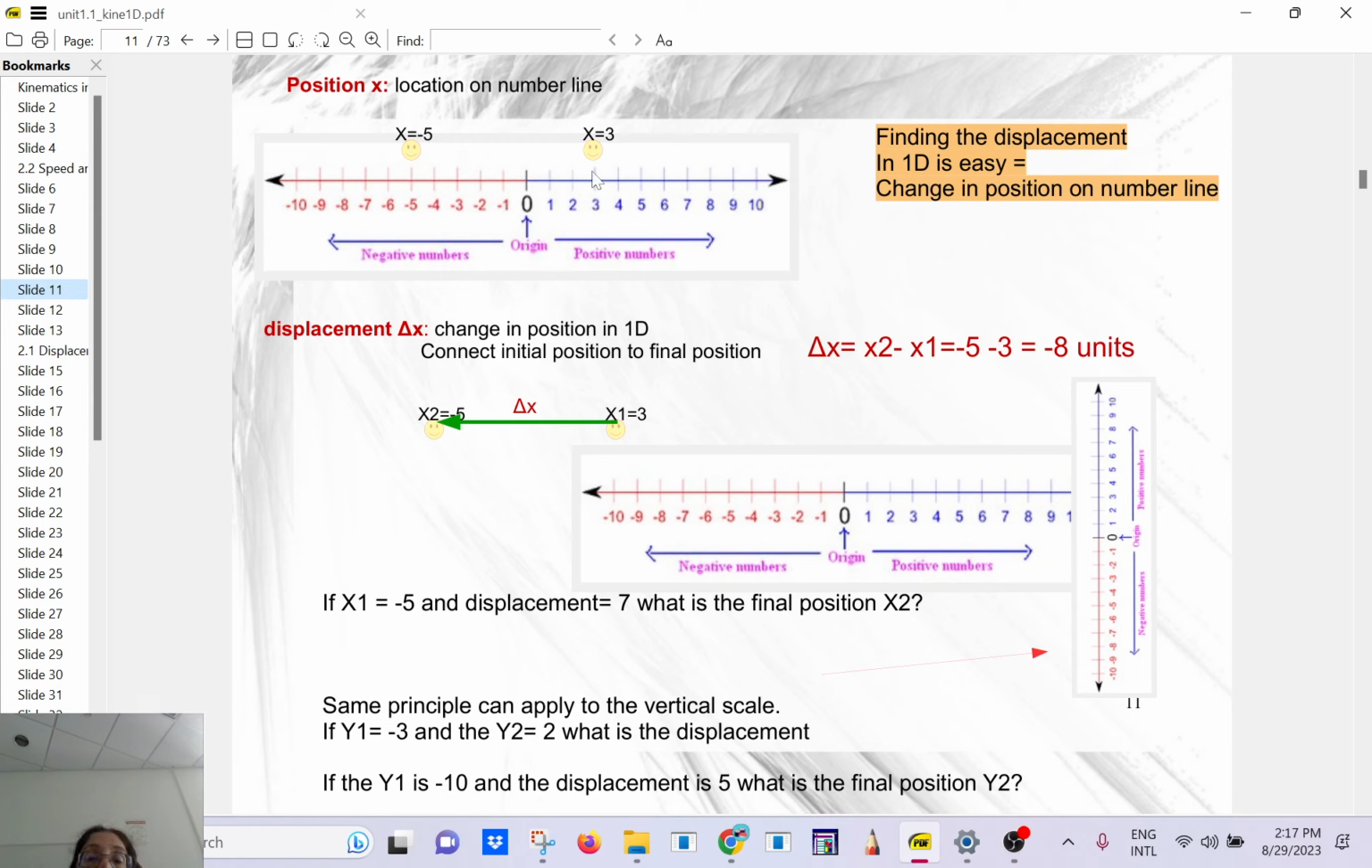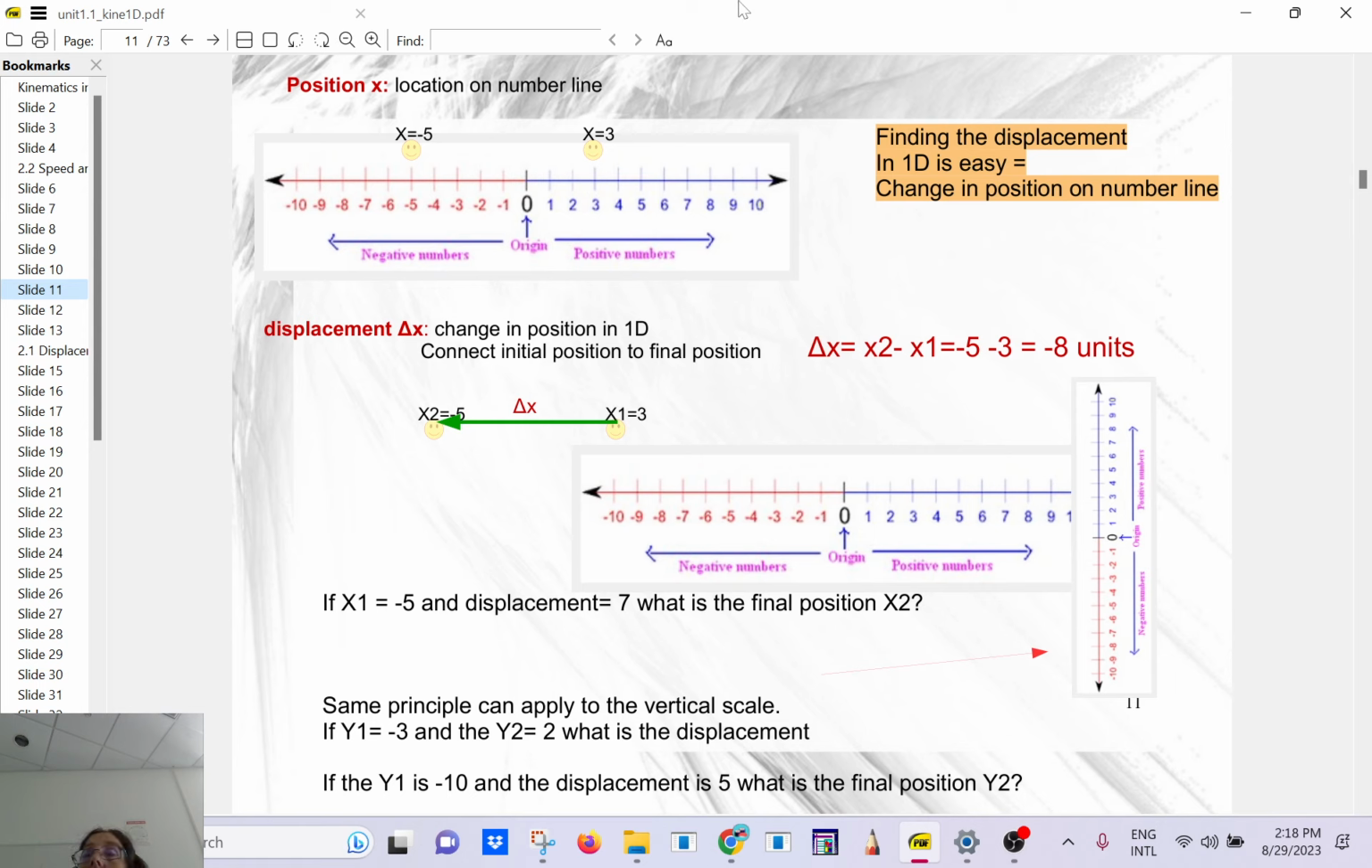So if you start at x equals 3, so that will be your position, and you end up at minus 5, what's going to be your displacement? You start here, you go there. Negative 8. So the displacement is negative 8 units, could be inch or it could be a meter. So it's going to be how much? 8 of what units? One unit is just one square. Which way? To the left. But the distance is just 8 units.